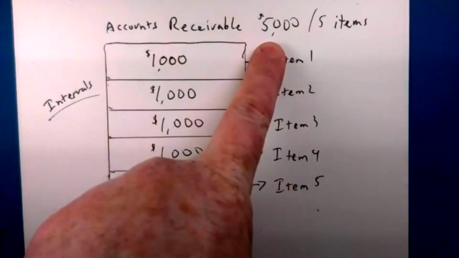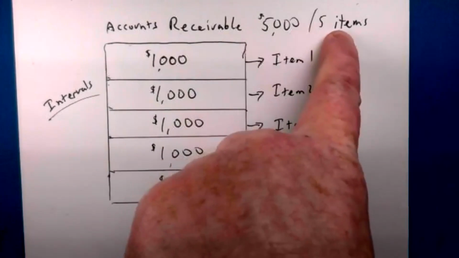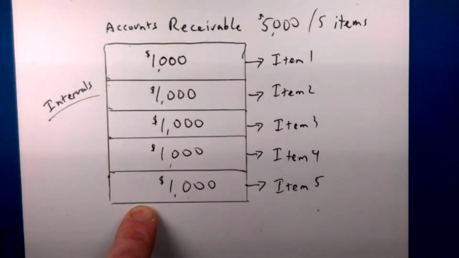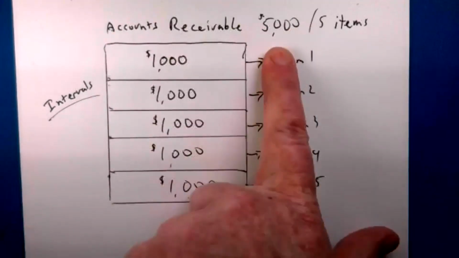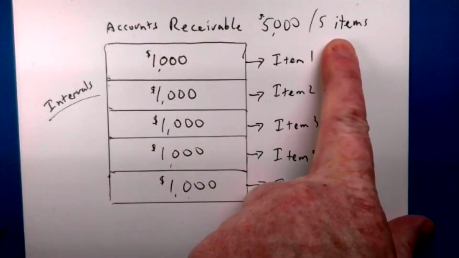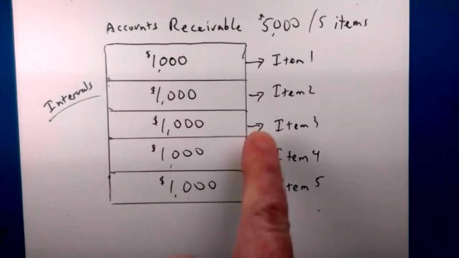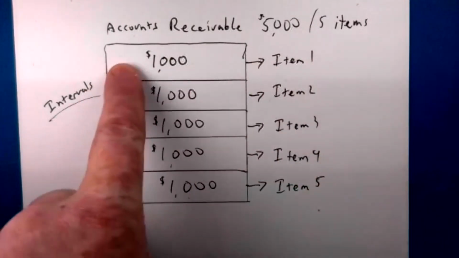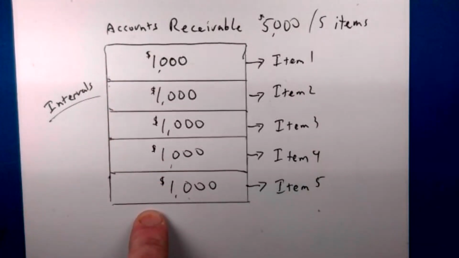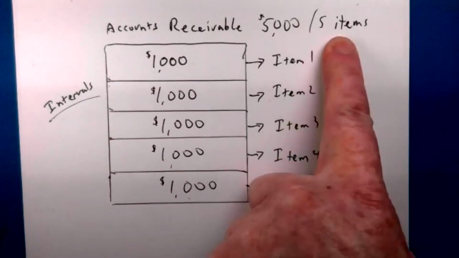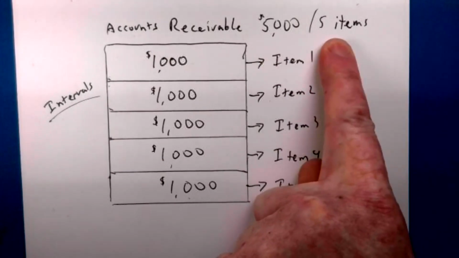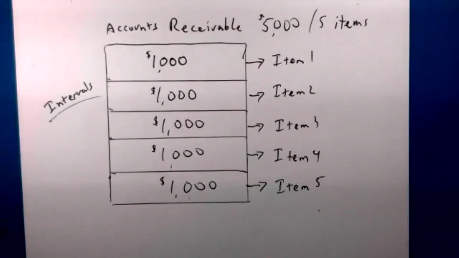If you have $5,000 worth of stuff and you break it up into however many items you're going to pick, these are the intervals. The sample size determines how big these are. Here you have 5,000. If this was 10 items, these would all be $500 each. So it makes a difference. The interval is based on how many items you have compared to the book value. That's what we're looking at when we're doing these.